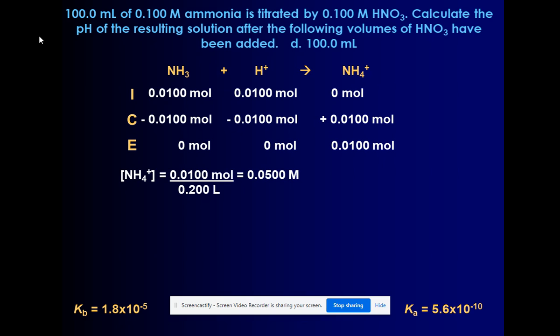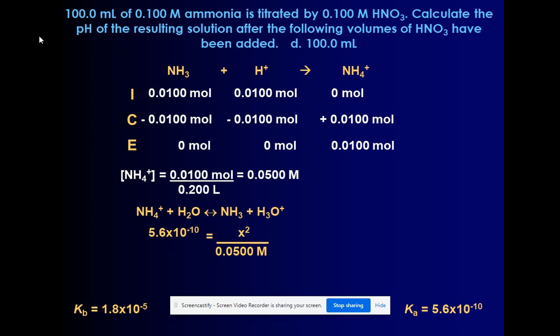With ammonium, we would take the moles that we have of it and divide it by the new volume to get its adjusted concentration, 0.05. When we set up our K expression, we need to make sure we use the Ka because we're dealing with an acid, which is donating protons. So we would use 5.6 times 10 to the negative 10th as our Ka value.